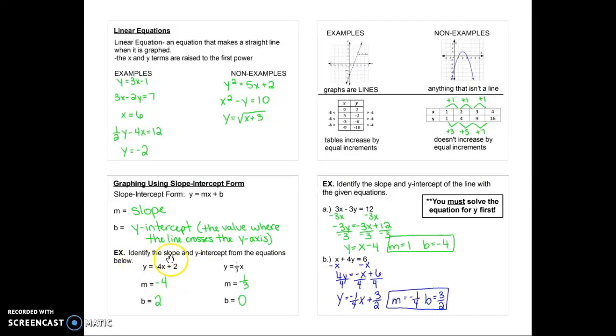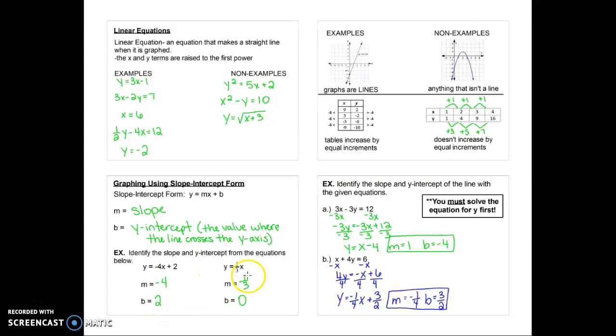So my first equation is y equals negative 4x plus 2. This is in the form of y equals mx plus b. So my m value is always the number that is connected to the x, just the number. So the number connected to the x in this case is a negative 4, so my m equals negative 4. My b value then is your constant that's at the end of the equation. In this case it's a positive 2, so my b value is 2.